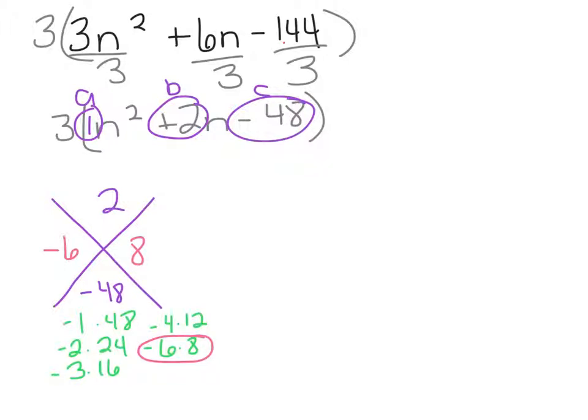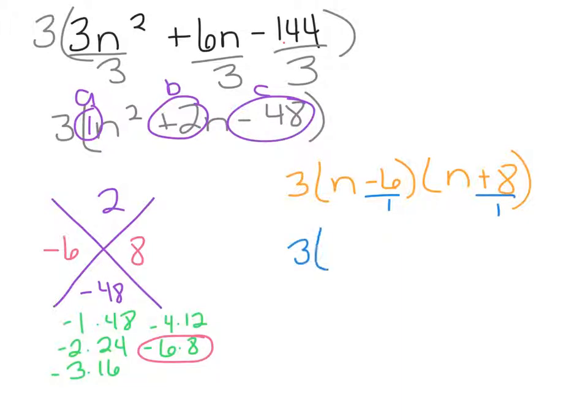Now we can write our two binomials. We get to keep our 3 outside. And you have n minus 6, n plus 8. Then we divide each by a, which is 1. And that simplifies to 3 times n minus 6, n plus 8.